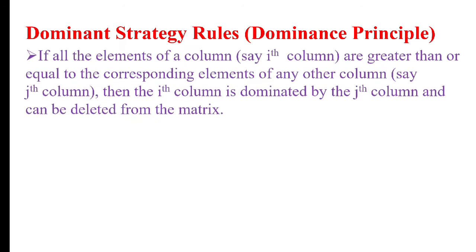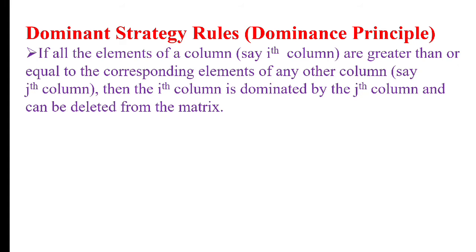Dominance rule. What is dominance? If all the elements of a row or column are greater than or equal to the corresponding elements of any other row or column, that is, if it is dominated, then the row minimum will be deleted. If the ith column is dominated, then that column can be deleted. Suppose we consider first row and second row, or any rows and any columns: if all the elements are equal or greater, the row minimum will be deleted.